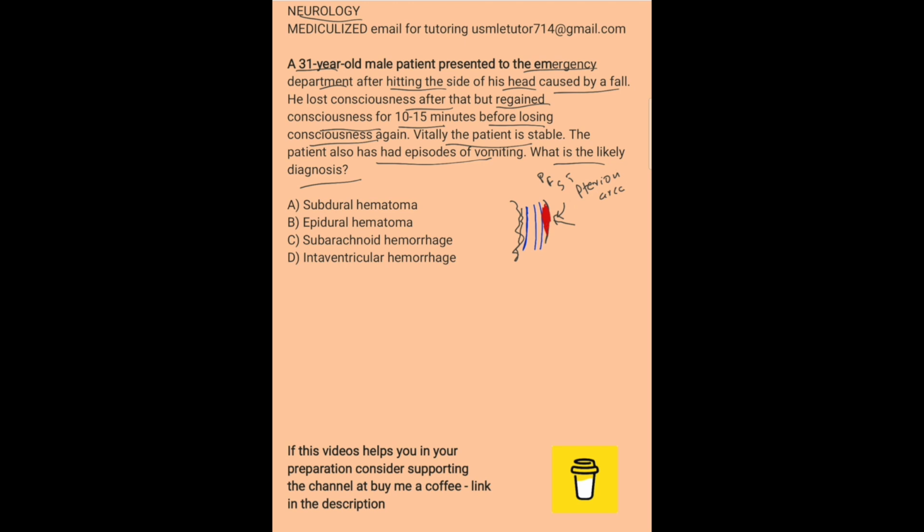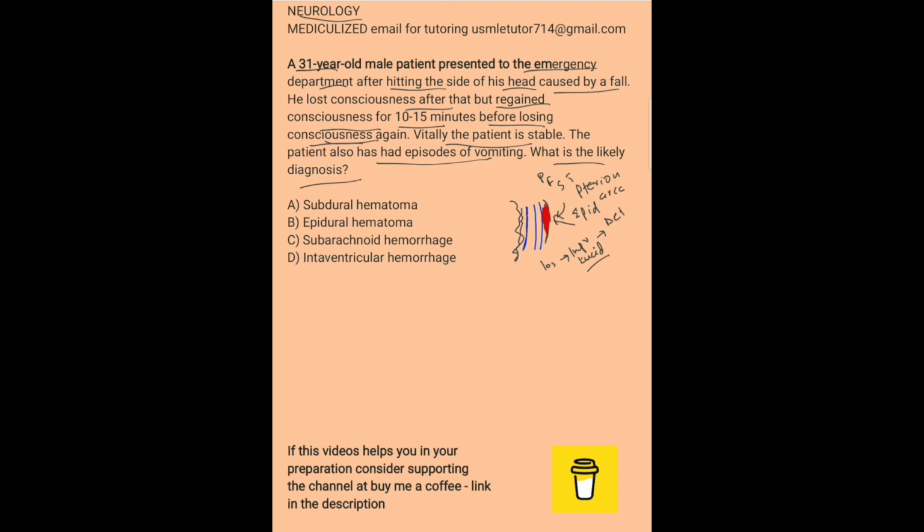Classically there is a lucid interval associated with this. The lucid interval is, for example, the patient gets hit, loses consciousness, and then there is improvement, while the blood starts to accumulate. That usually lasts a short amount of time, and this time where the patient gains consciousness is called the lucid interval. It is then followed by further deterioration of the patient's condition, like here, loses consciousness 10 to 15 minutes after the slight improvement. So that is the lucid interval, and it's classically in epidural hematoma.